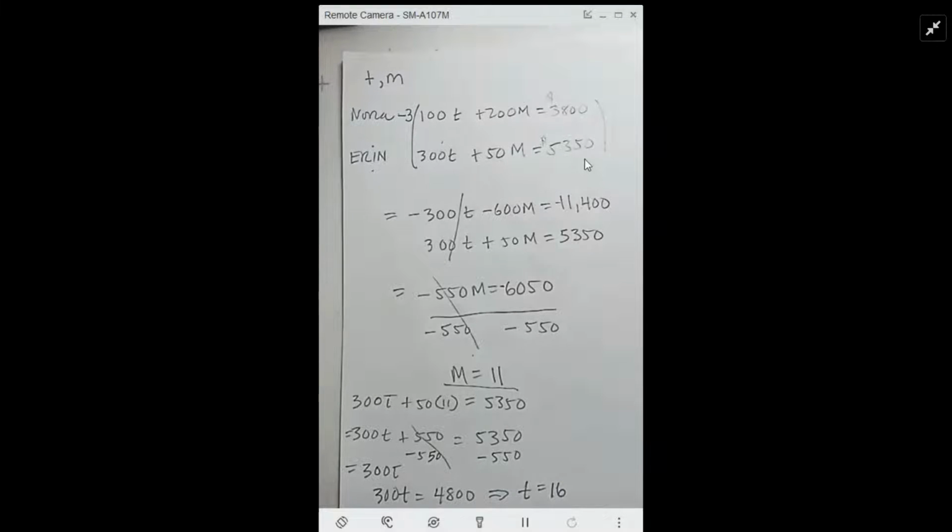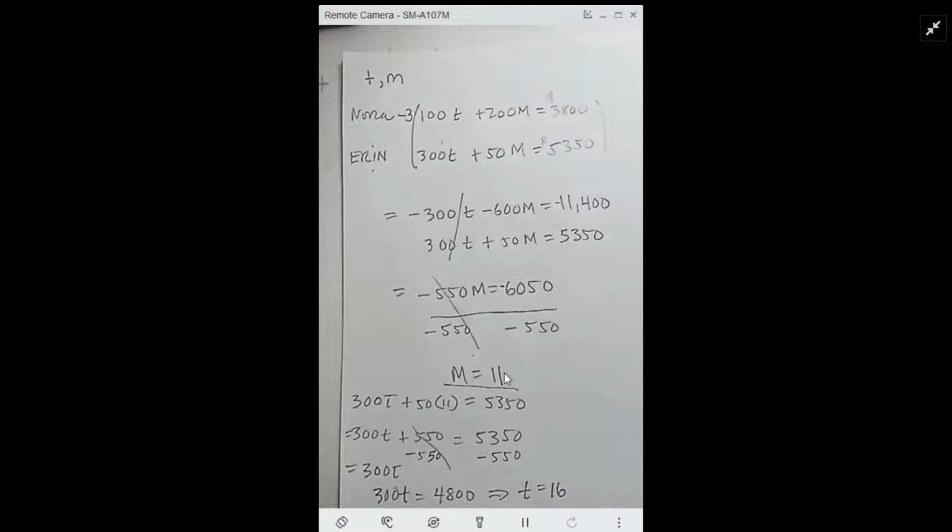I didn't do anything to this equation, it stays the same. But we subtract it from the first equation. These two go away. -600 plus 50 gives me a -550. And -11,400 plus 5,350 gives me a -6,050. Divide both sides by -550 so I can isolate M. That gave me a positive 11.